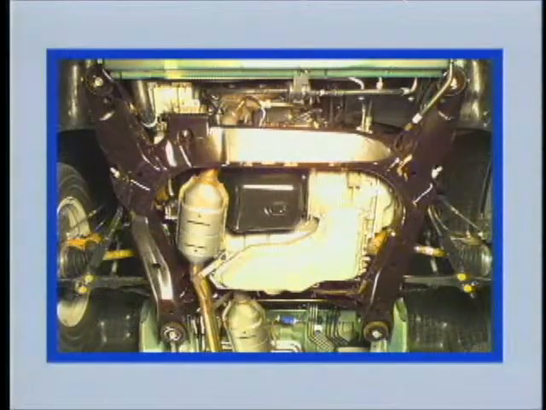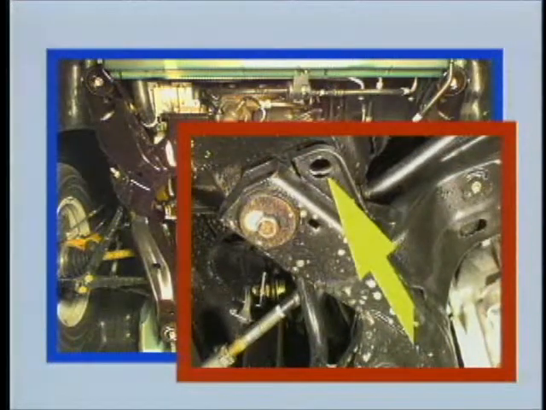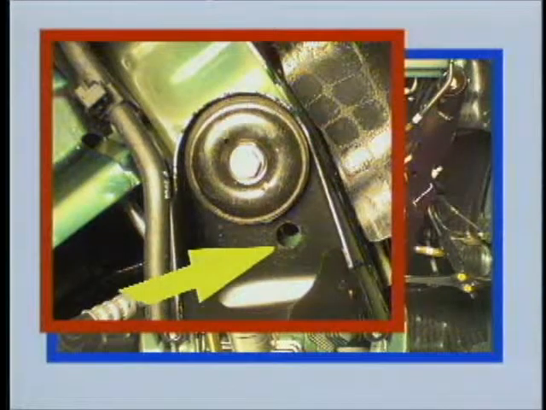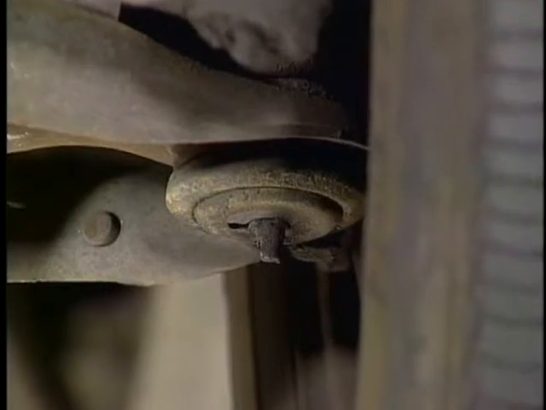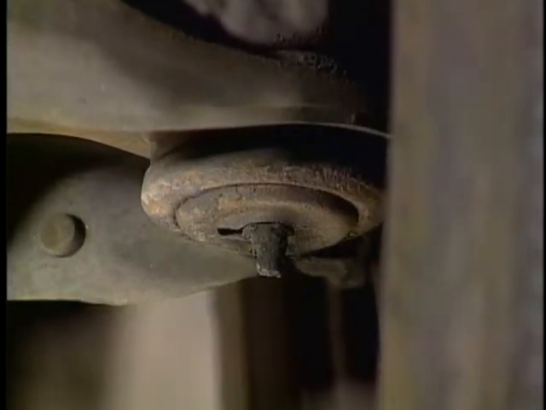If a caster adjustment is required and the suspension does not have an adjustment for this purpose, check for worn components such as upper strut mounts, ball joints, or damage to the cradle or loose cradle mounts.